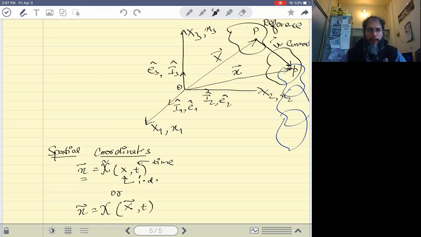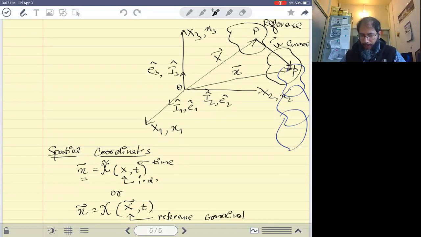So I'm using kappa tilde for the first one because I want to have the different functional forms. In the second case, what we're saying is that if I tell you the reference coordinate and the time, then you can tell me where exactly in space the point is at that time.